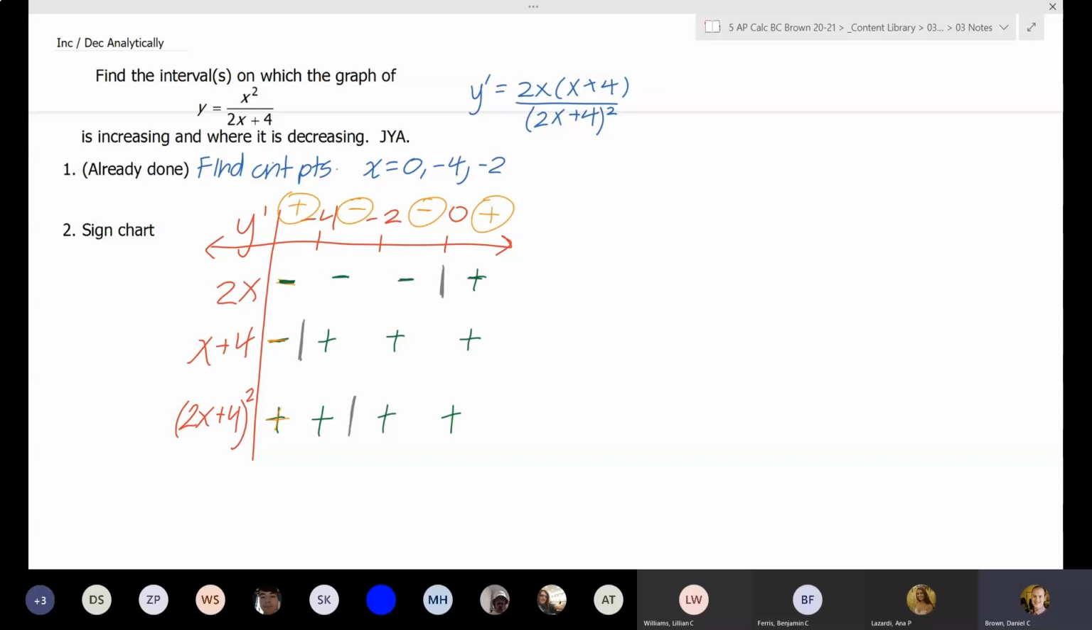I'm not done, because again, sign charts cannot count as your final answer for AP Calculus. But are there any questions on how I created that sign chart before I write down the final answer?